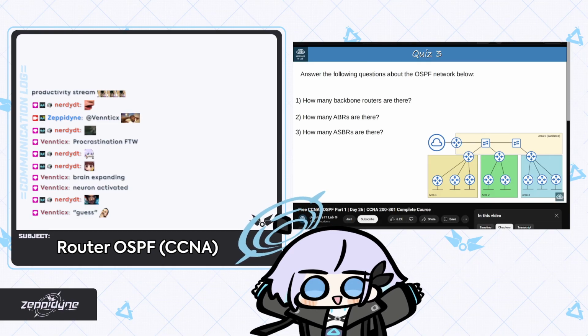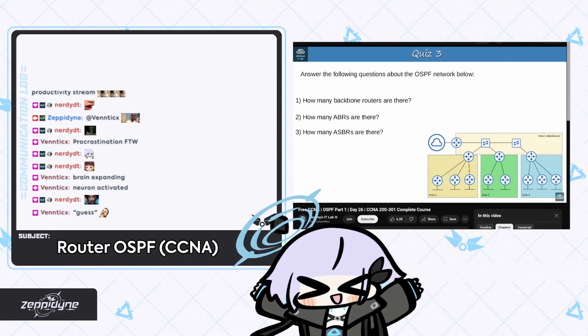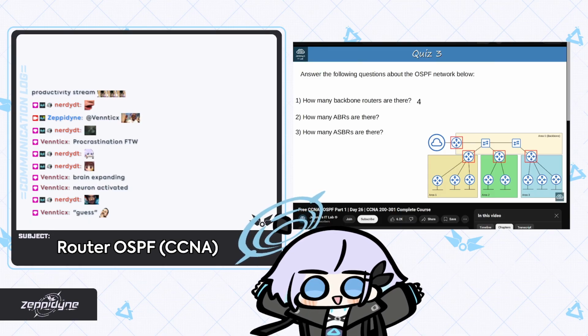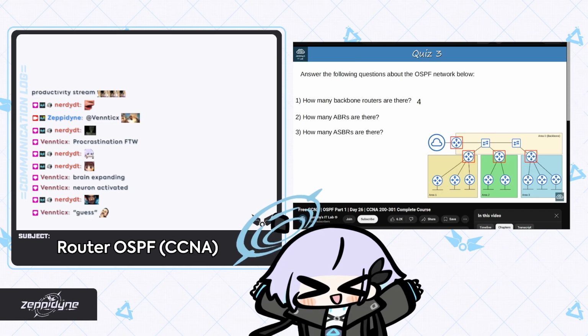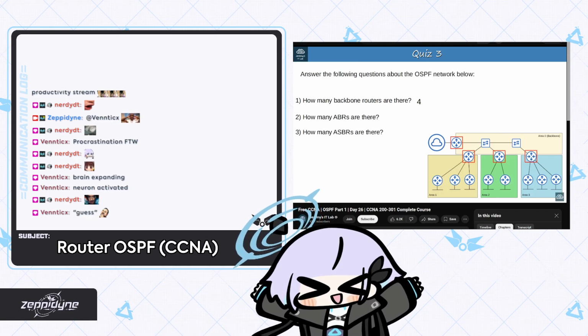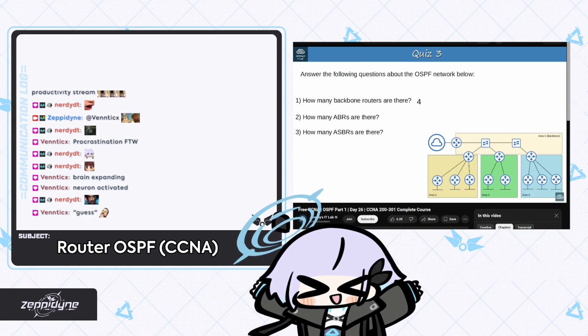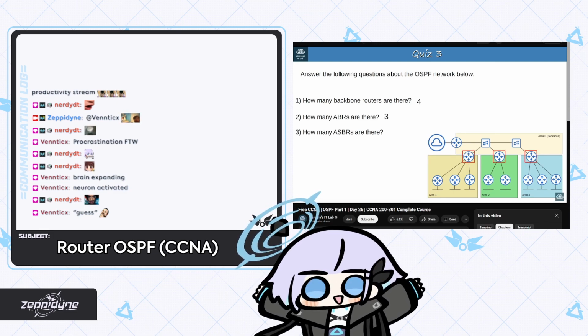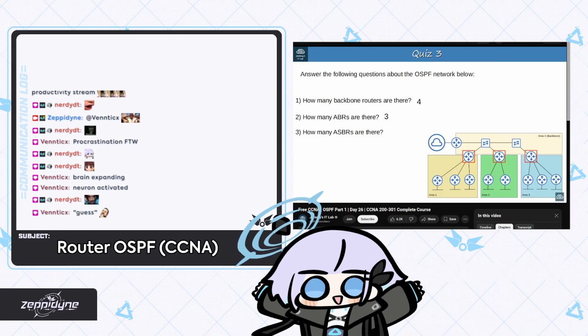How many backbone routers are there? 4. These 4 routers are backbone routers because they all have at least one interface in the backbone area, area 0. How many ABRs are there? 3. These 3 routers have interfaces in 2 separate areas, so they are ABRs, area border routers.